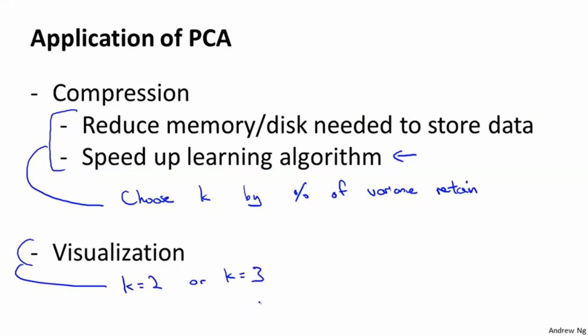So that summarizes the main applications of PCA as well as how to choose the value of K for these different applications. I should mention that there's one frequent misuse of PCA. And you sometimes hear about others doing this, hopefully not too often, but I just want to mention this so that you know not to do it.